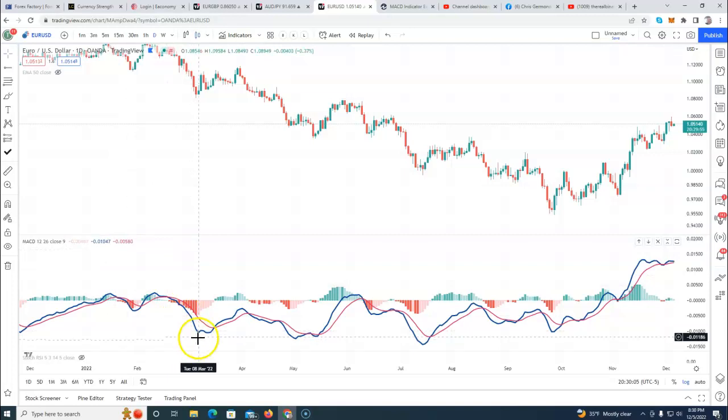Again, the settings are 12, 26, and 9, and the MACD line is going to be shown in blue. The signal line is going to be shown in pink here. So when the MACD line crosses to the upside, we could potentially be looking for buys, and when the MACD line crosses to the downside of the signal line, we could be looking for sells. Two things I'd like you to take note of right off the top. It is a trend following indicator. It is a trend following tool.